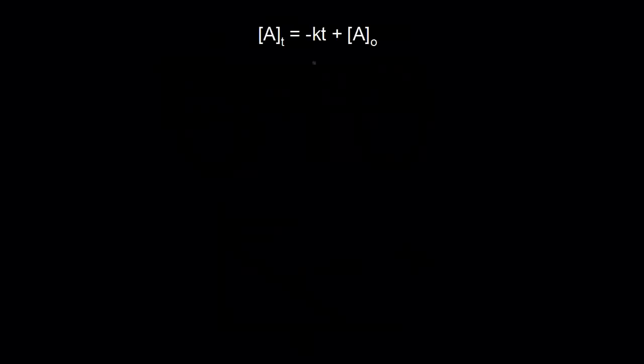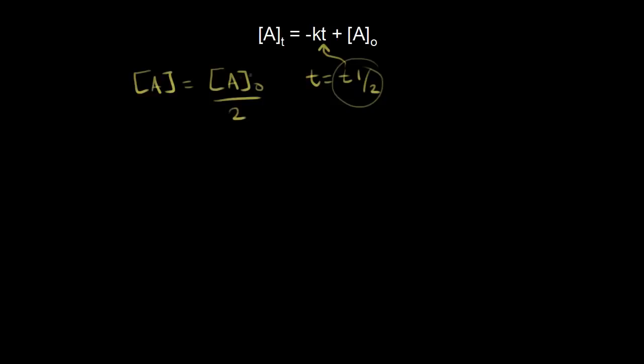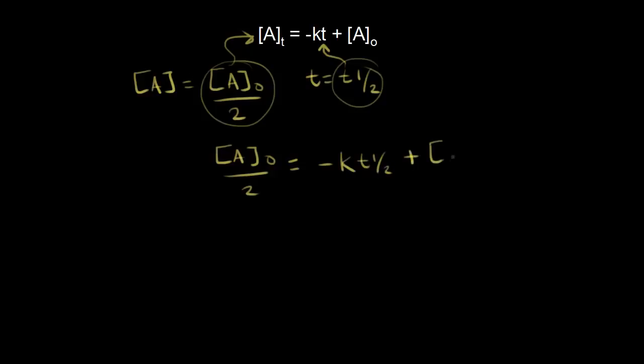Next, let's think about the half-life. Remember, the half-life is the time required for the concentration of a reactant to decrease to half of its initial concentration. So when the time is equal to the half-life, t1/2, we'd plug this in for t. The concentration of A, when time is equal to the half-life, would be half of the initial concentration, so the initial concentration divided by 2. That goes in here. Let's rewrite what we have: the initial concentration divided by 2 is equal to negative k times the half-life plus the initial concentration of A.